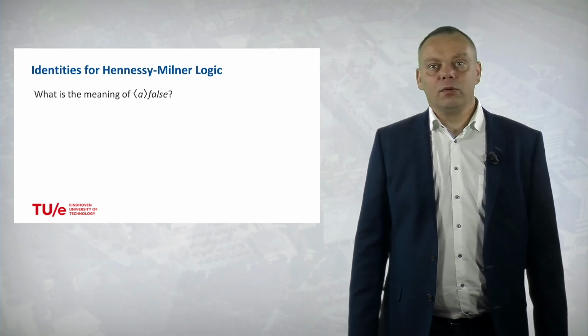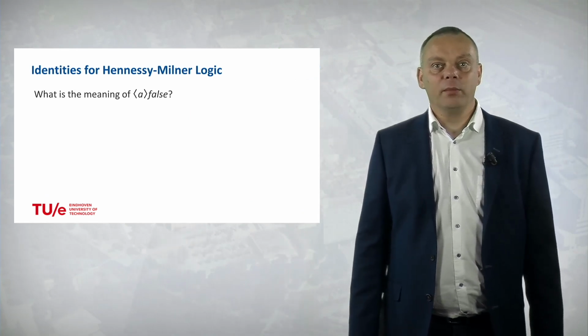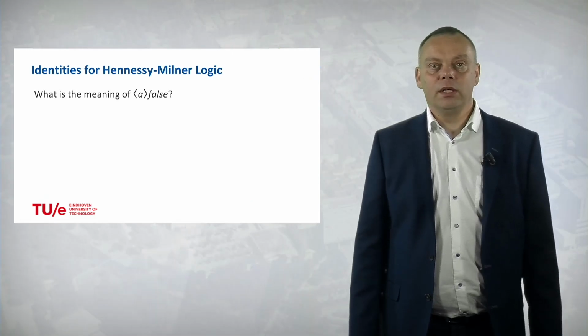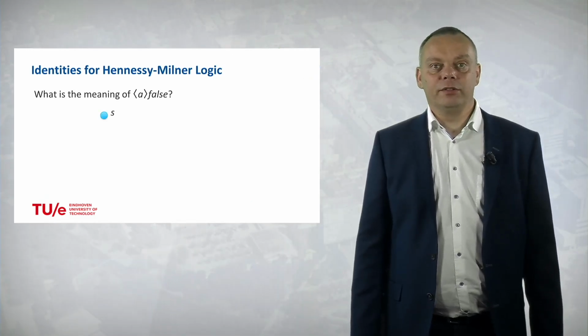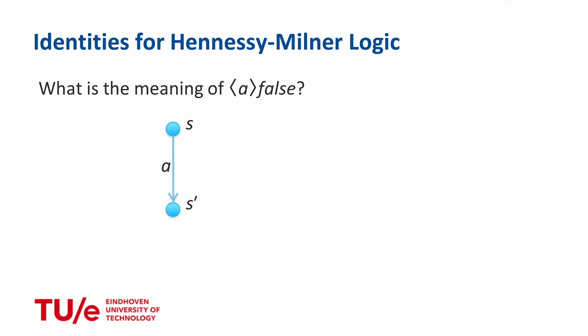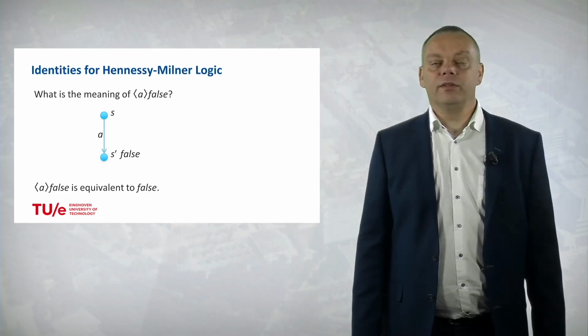So let's look at another formula, namely diamond modality A followed by false. So what does this say? This says that you have a state, that there should be an A transition to a particular state, and that state should satisfy false. But we know that no state satisfies false, so we express here that there should be an A transition to a state that cannot exist. Or in other words, this is a property that cannot hold for any state. So what we know is that diamond A false is equivalent to false.